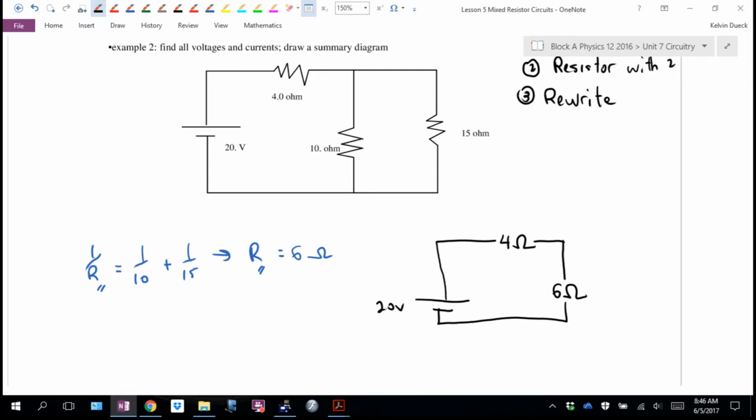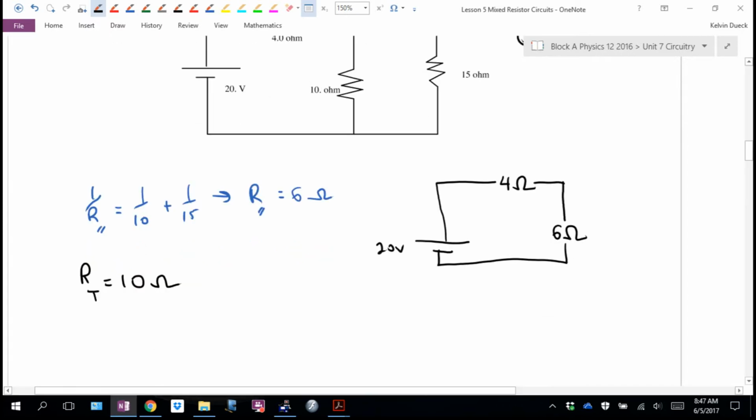What's the total resistance in my new sketch? That's what, and I want it to really stare in my face. Add them up. So you're telling me our total is 10 ohms. I would look for that written somewhere. I would give you 1 mark if I saw that. Why is that so important? Because now I can find I total. It's going to be V total over R total.